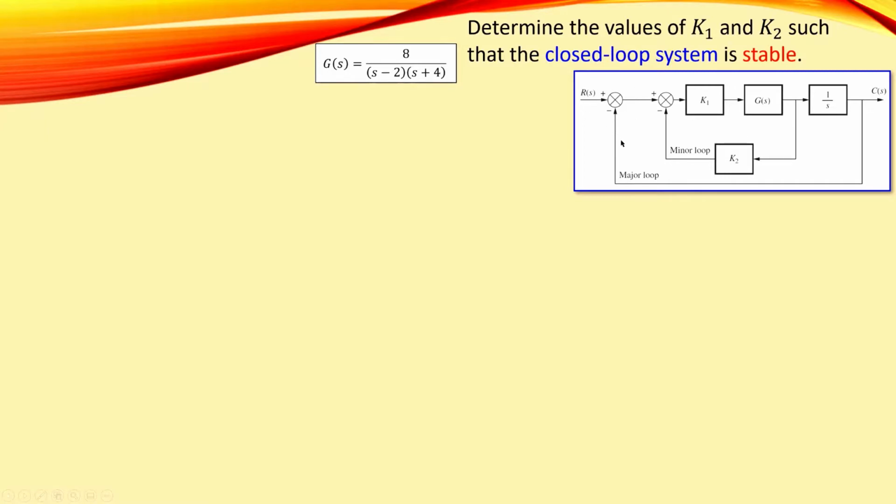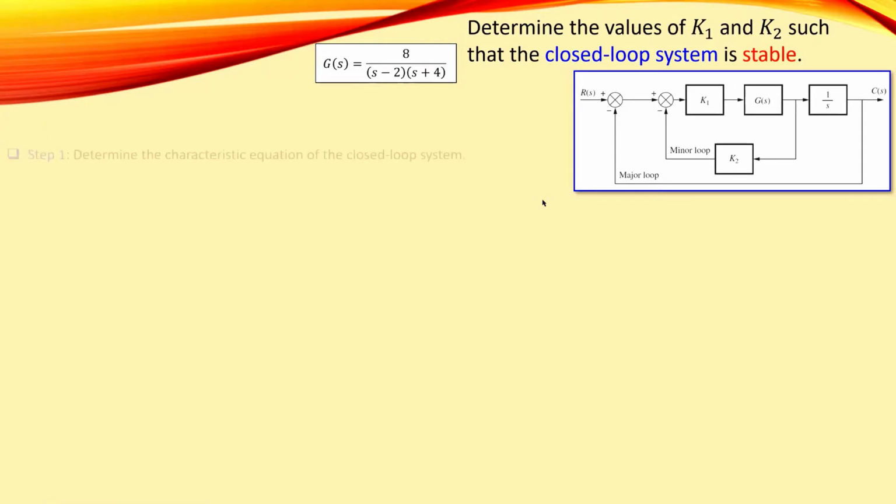So we have now two parameters, which is also the question in place here. Determine the values of K1 and K2, both of them, such that the closed-loop system is stable. Again, we have the situation of stability, but this time not one, but two unknowns. So we need to tackle this in a somewhat different form. So let's look at the situation first, step by step.